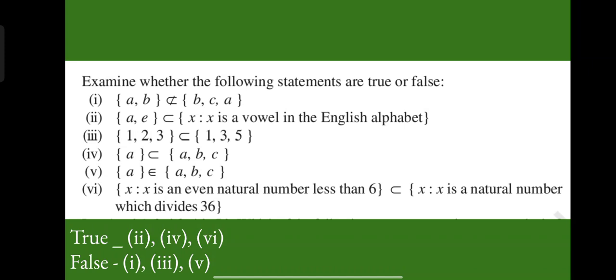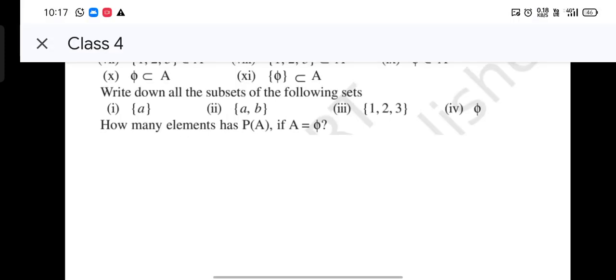And the set of all x such that x is an even natural number less than 6, so what will it be? 2, 4. And comes the next one, the set of all x such that x is a natural number which divides 36. What will it be? 1, 2, 3, 4, 6, 9 and so on. So the sixth one is true. When you don't understand by seeing it in set builder form, just write it in roster form and then it will be easier for you.